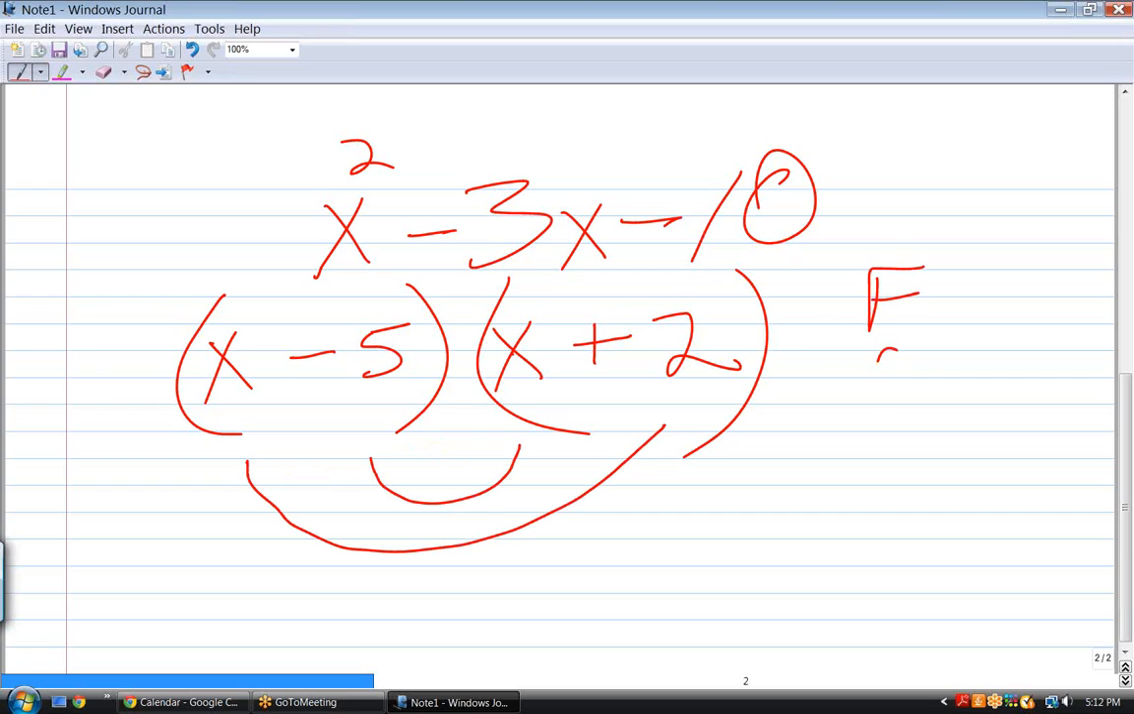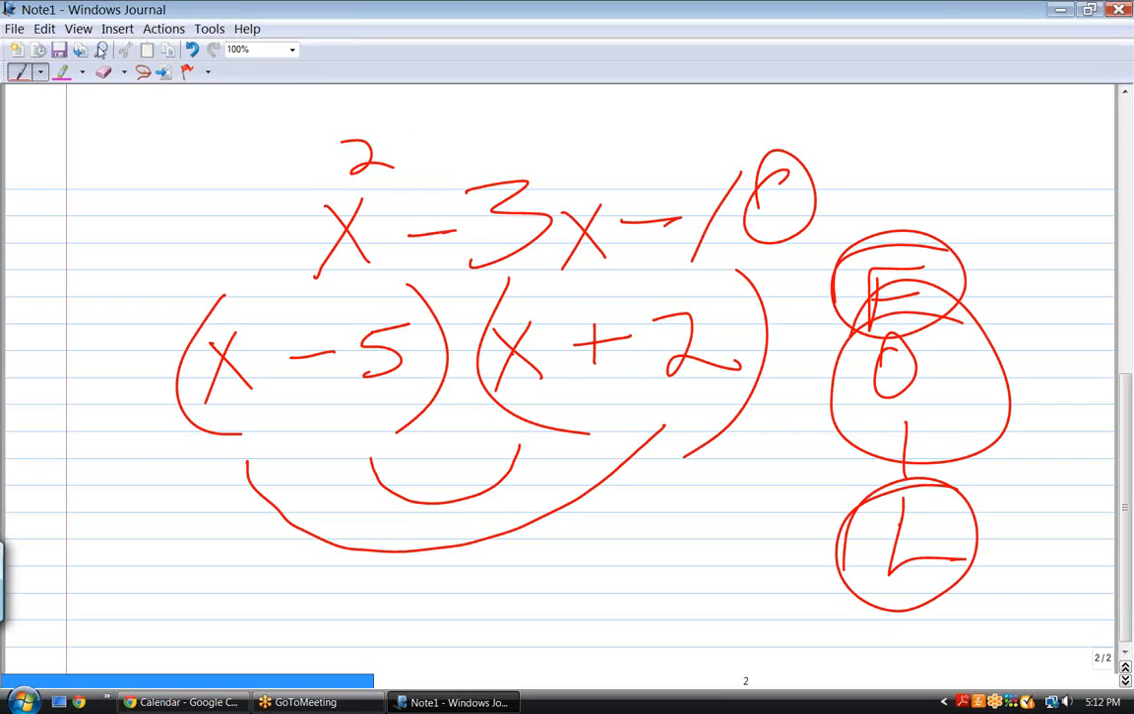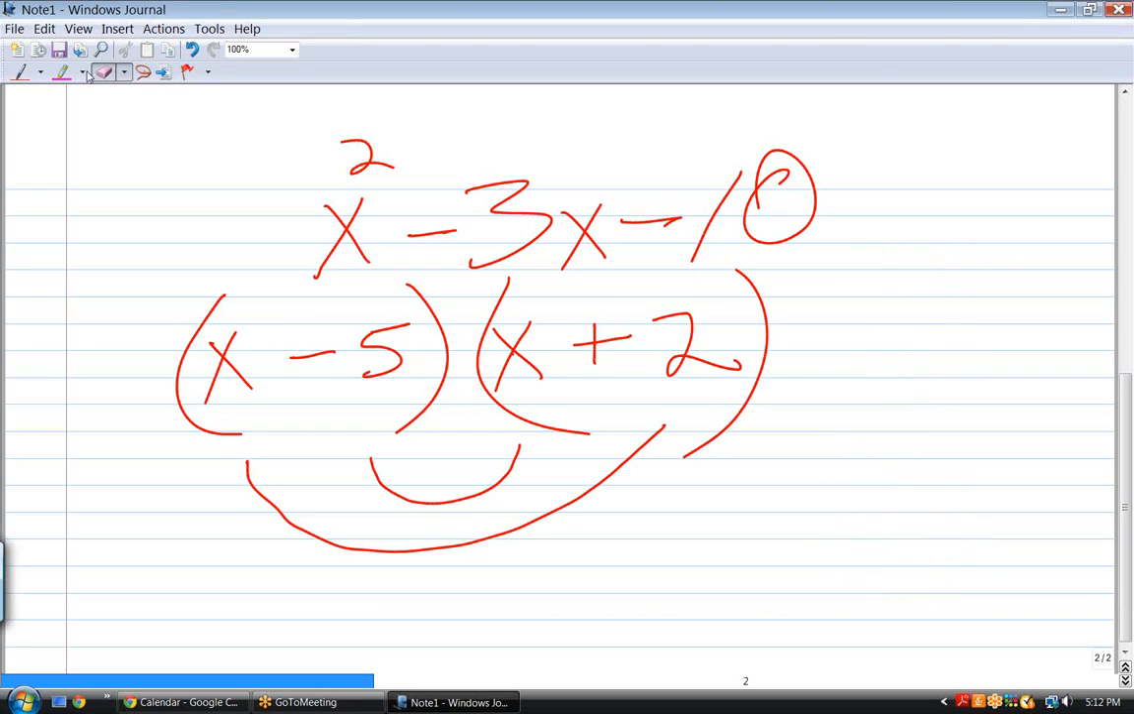Remember that what they teach is FOIL, okay? Well, we don't really need to check the F part or the L part. What we need to check are those two. And how you get those two are by multiplying the outsides together and the insides together, adding them together, and that produces your middle term. So what's the insides multiplied? The insides multiply to minus 5x. The outside? And the outside is 2x. Add them together.